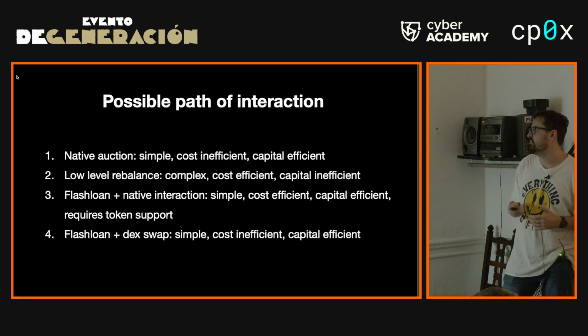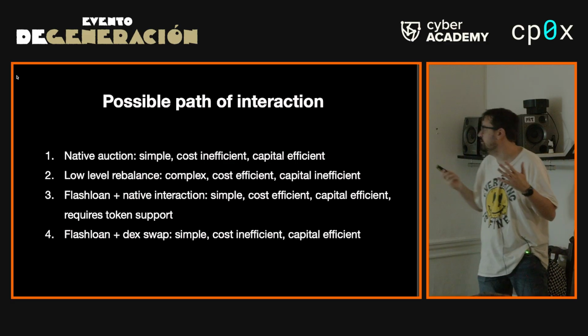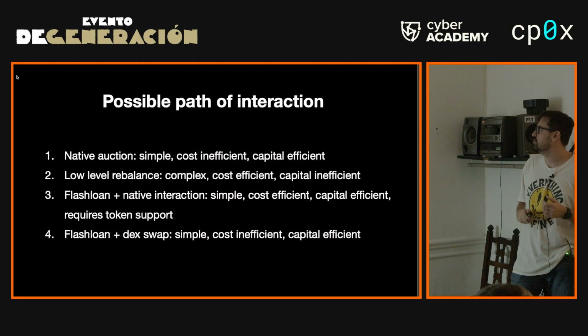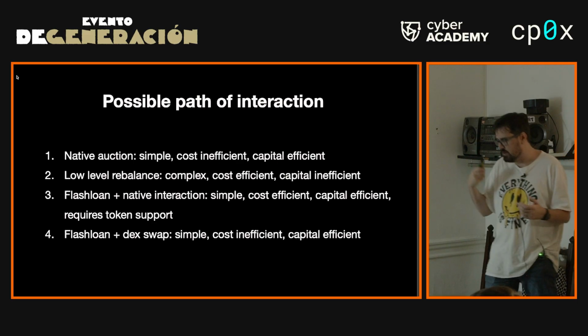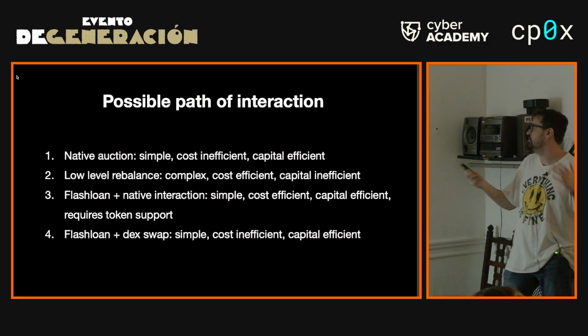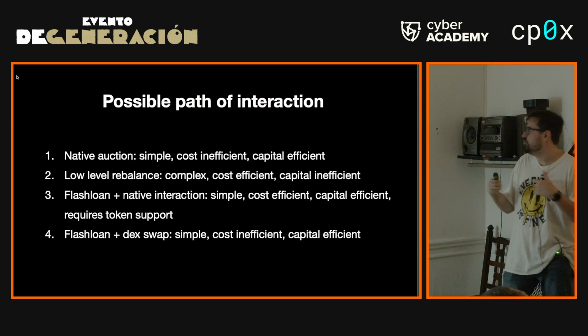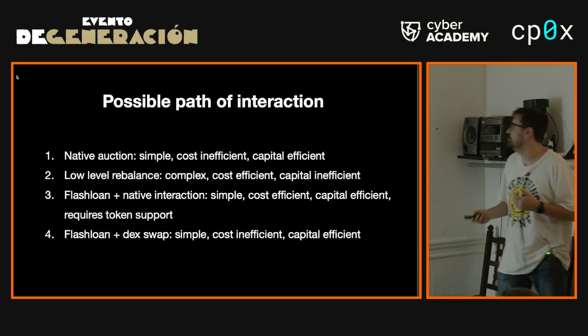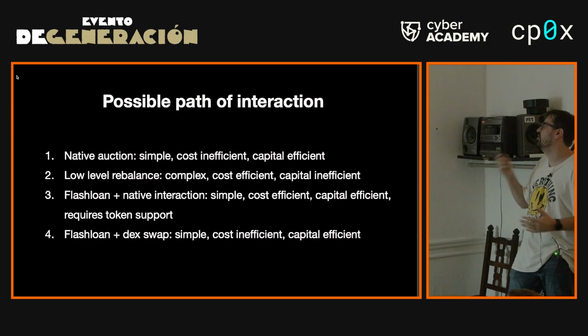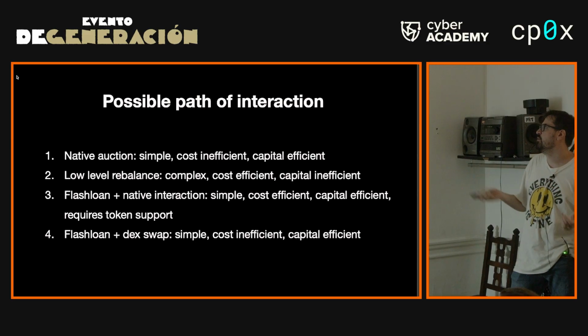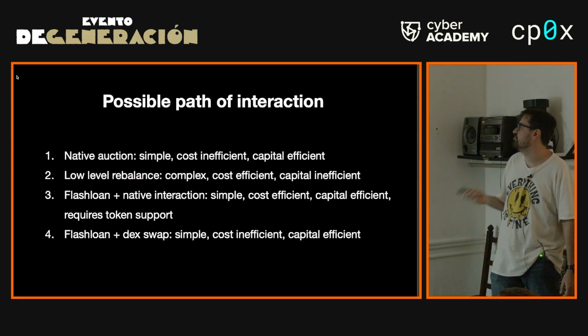Another way of interacting is flash loan plus DEX swap. It's simple. It's cost inefficient because you need to pay some extra money for the slippage. The price cannot be so good to you, but it's capital efficient. So this is the way you can interact with our vaults for making deposits and withdrawals, etc.